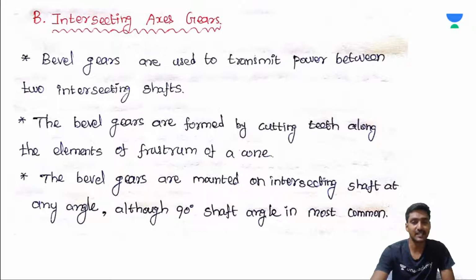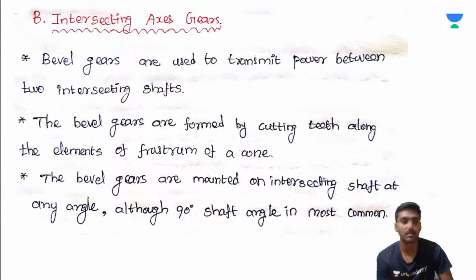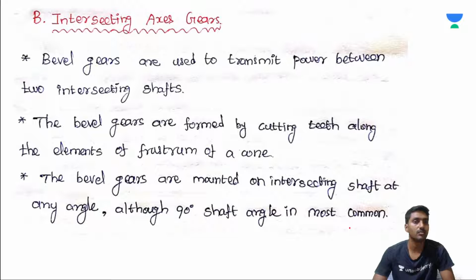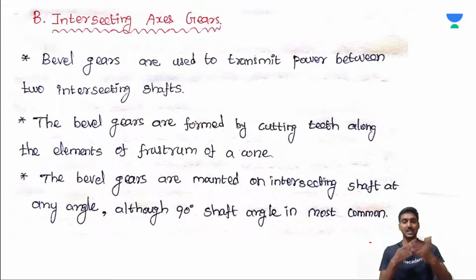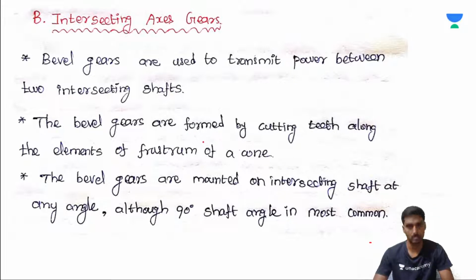Now the second classification of gears is based on the shaft axis carrying the gears. Parallel axis we have completed, and now intersecting axis. In the intersecting axis, bevel gears are used to transmit the power between the two intersecting shaft axes. Spur gear is parallel, herringbone parallel, helical parallel, rack and pinion also parallel. But coming to the intersecting axis gears, bevel gears are used to transmit the power between the intersecting shafts.